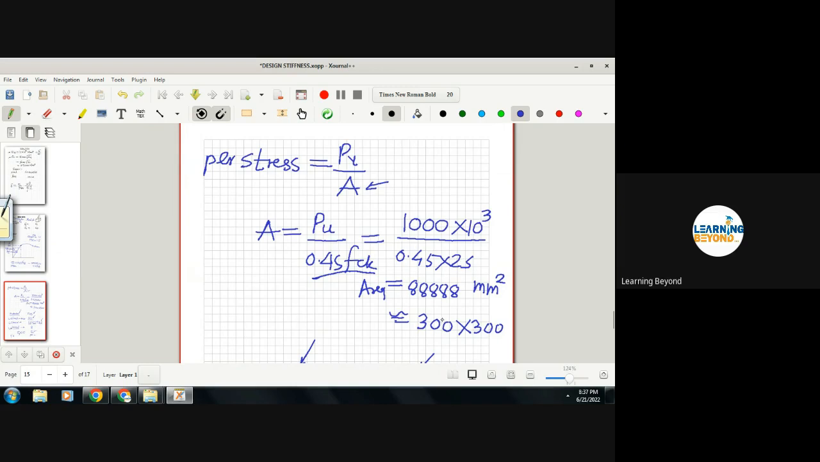And we always increase the section. We don't design anything exactly cut to cut. We always design a little on the higher side, with round numbers.